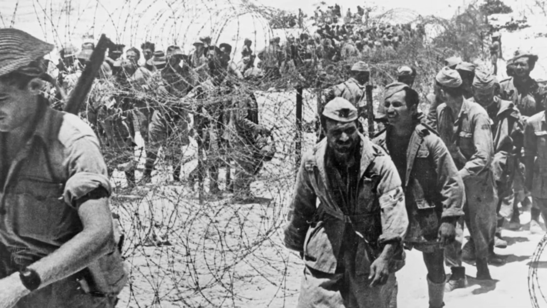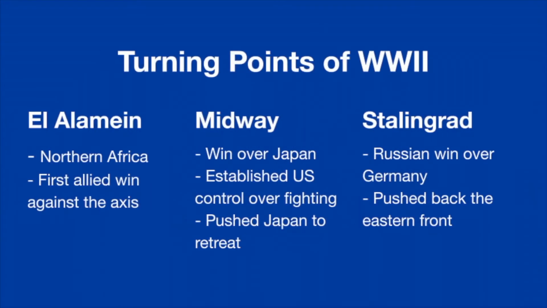Americans believed in the fight. They saw it as a struggle between the forces of democracy and freedom over the forces of totalitarianism and militarism. Soon after the U.S. joined the war effort in full force, the Allies saw three major wins that marked the turning points in the war. In northern Africa, the Battle of El Alamein marked the first Allied win in the battle against the Axis powers. In the Pacific, the Battle of Midway was a U.S. win over Japan. This win re-established U.S. control over the fight and pushed the Japanese into retreat mode. But most importantly, the Russian win over Germany at Stalingrad pushed the Germans back on the Eastern Front.